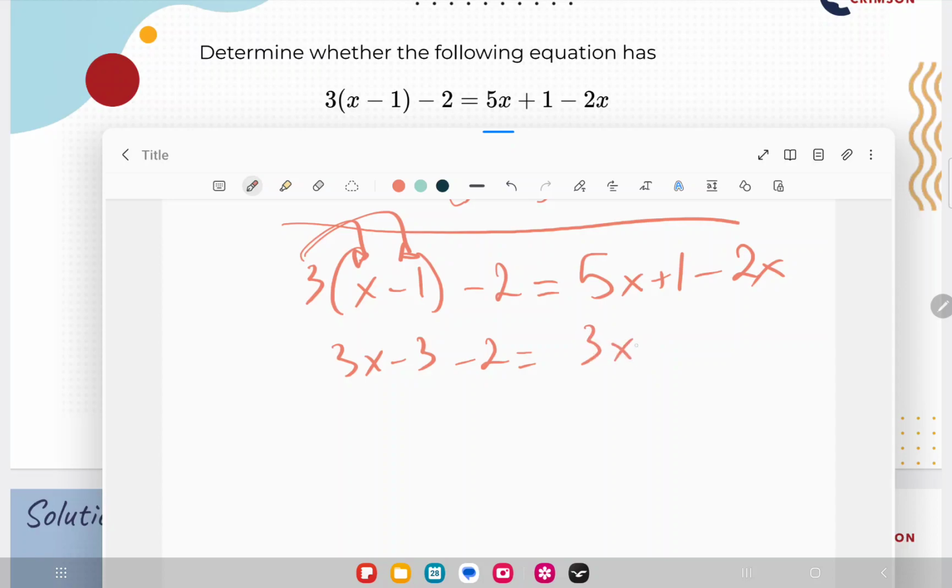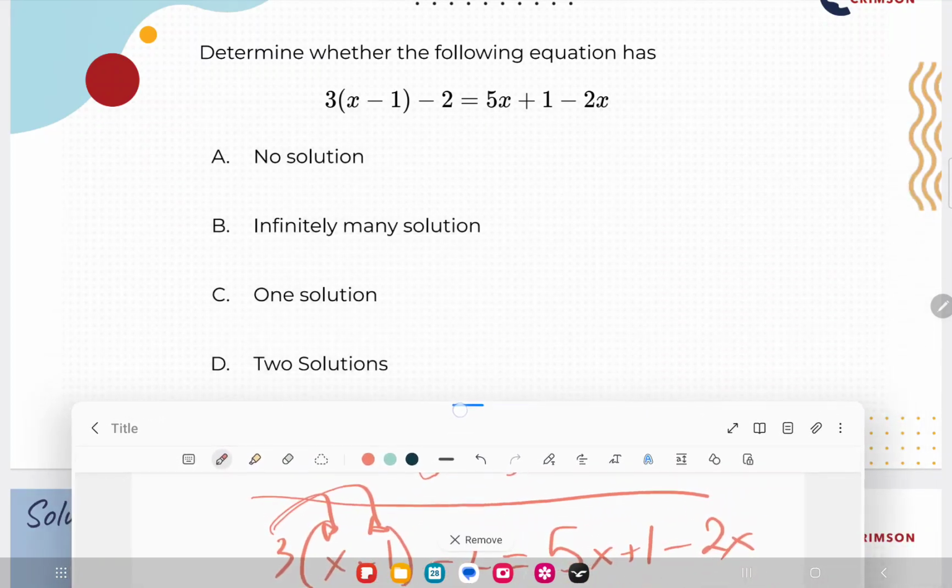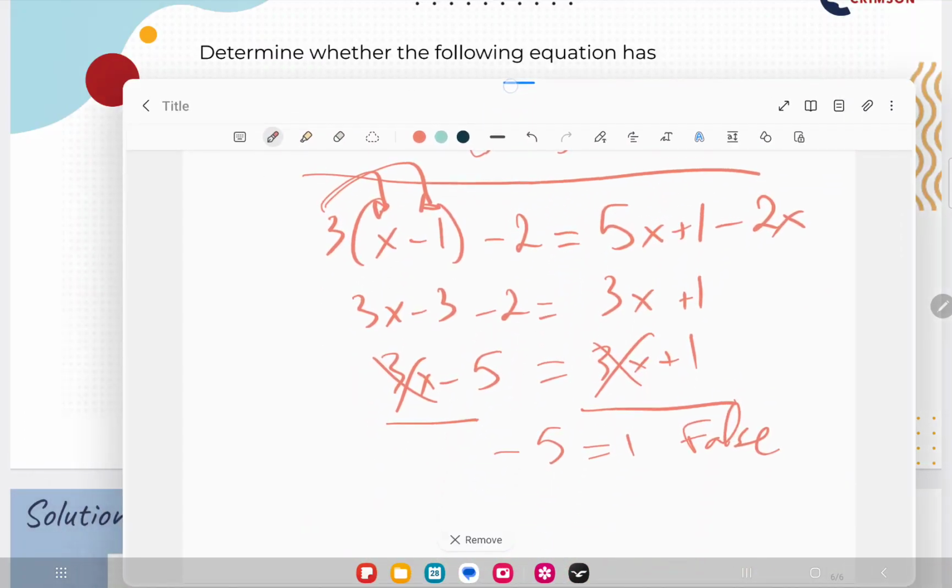So 3x minus 5 is equal to 3x plus 1. So 3x minus 5 and 3x plus 1. 3x goes with 3x, so I'm left with minus 5 is equal to 1, which is false. So you guessed it, I have no solutions over here.